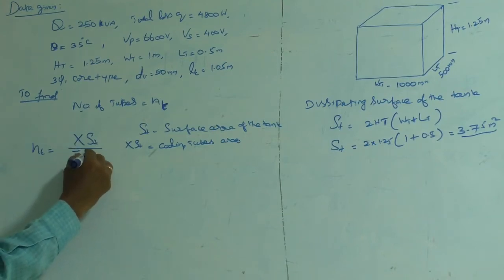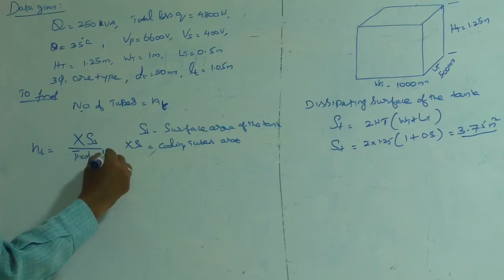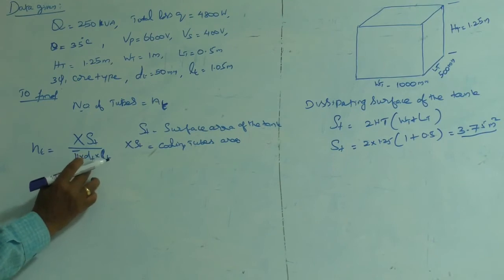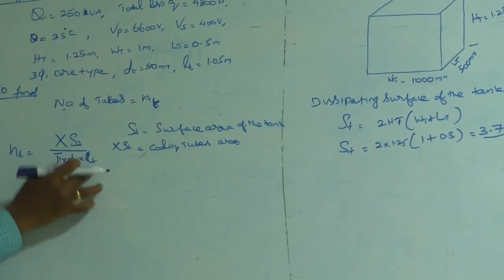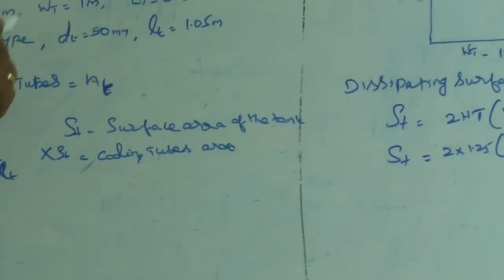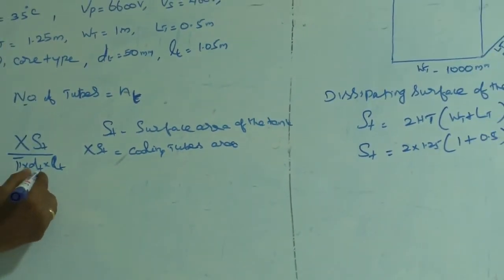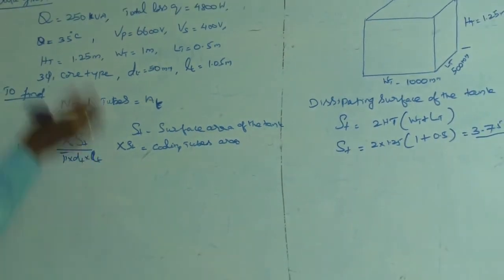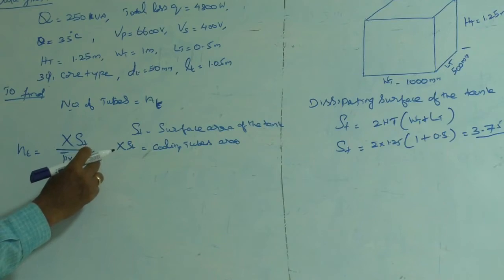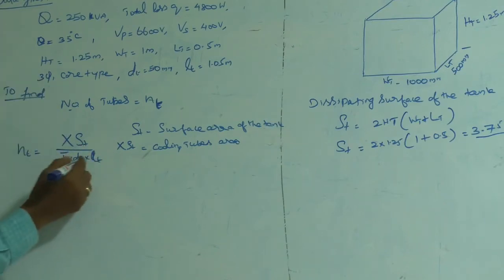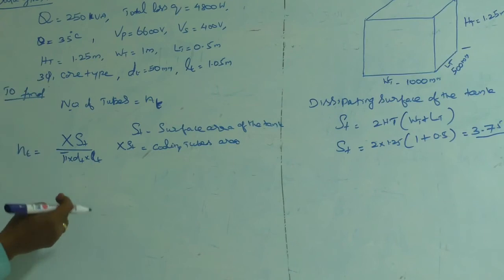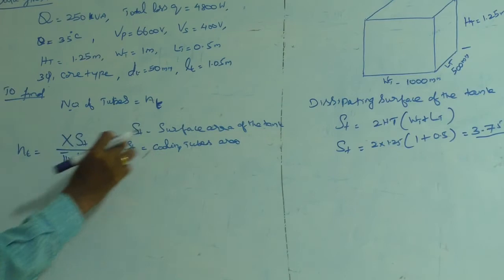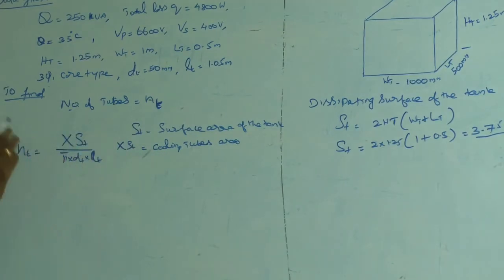If we identify this, then the number of tubes required is x ST divided by the individual cooling tube area, which is nothing but pi into dt into LT. What is dt? Diameter of the tube, which is equal to 50 mm. LT is the length of the tube, which in this problem is given as 1.05 meter. So pi dt is the surface area per unit length of a single cooling tube, and into LT gives the total surface area. This is the total cooling area divided by the individual area, and you get the number of tubes.